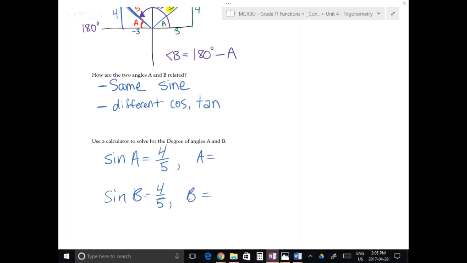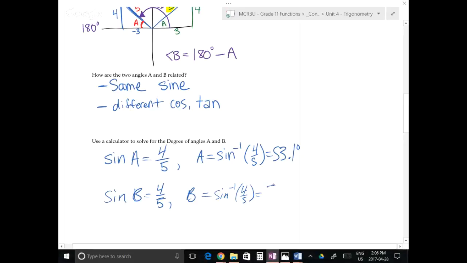So what do we get when we do that? 53 degrees. Yeah, that number makes sense. 53.13. Okay, so we would just say it is the sine inverse of 4 over 5, right? And when you do that, you get 53.1. And then here, we would just say it's the sine inverse of 4 over 5. And the answer is, of course, then just what?